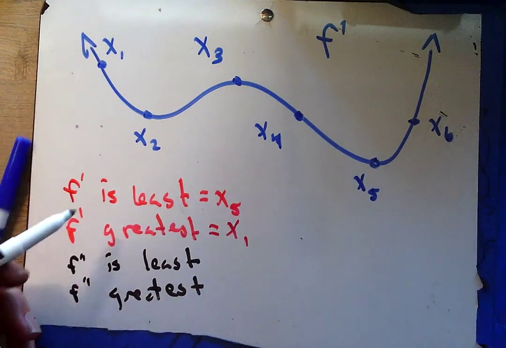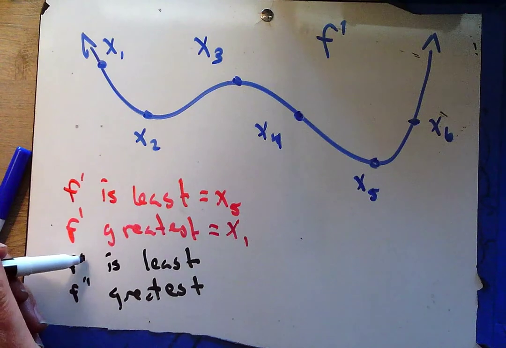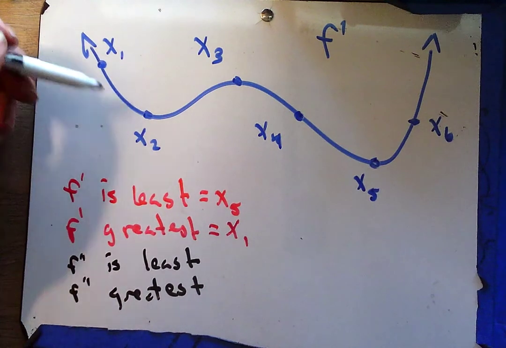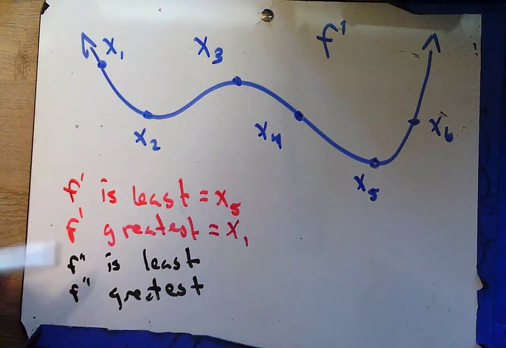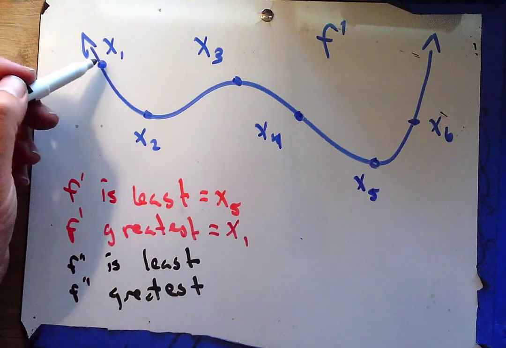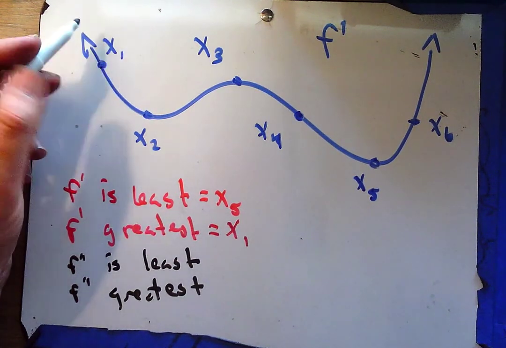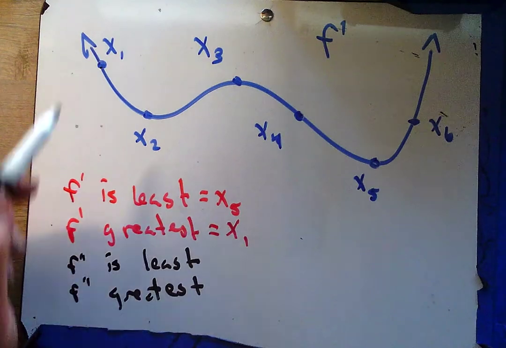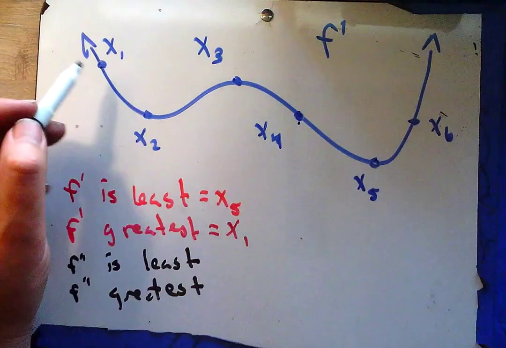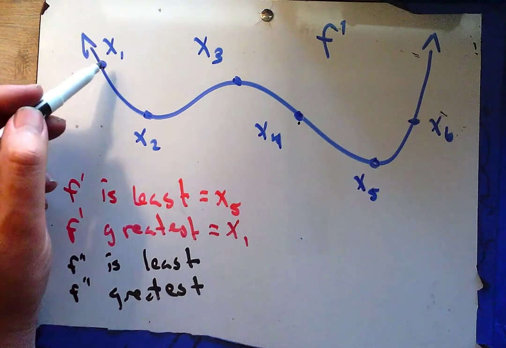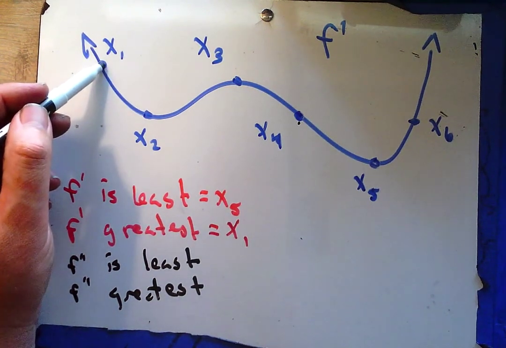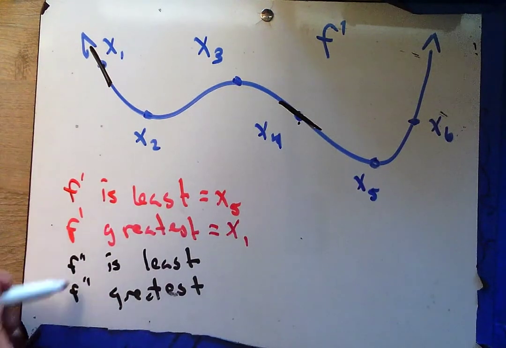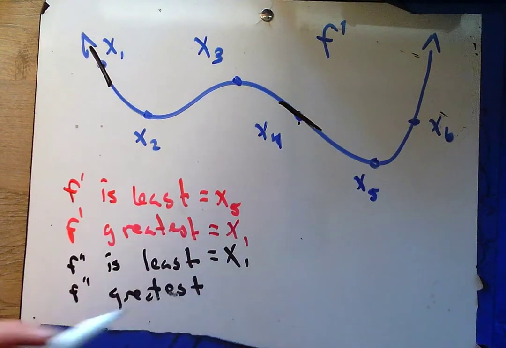So f double prime is least, f double prime greatest. Now remember that f double prime represents the slopes on f prime. So let's think about the slopes on this graph as y values here. Here I have a very negative slope, and that very negative slope on f prime is going to be a negative number on f double prime, a negative y value. Where else do I have negative slopes? I have a negative slope here and a negative slope here. It looks to me on our graph that this is the location of the most negative slope. This slope is more negative than the one over here. So I think f double prime is least at x sub 1.